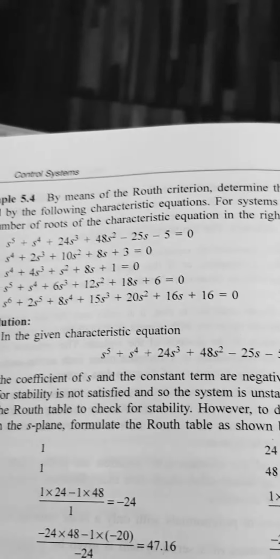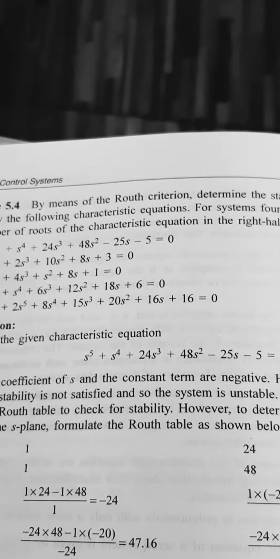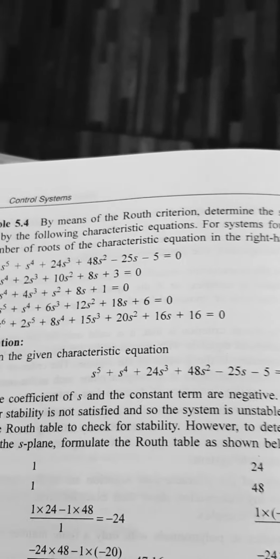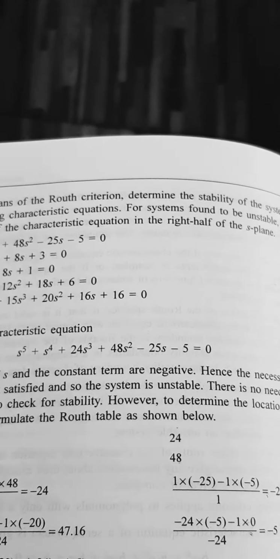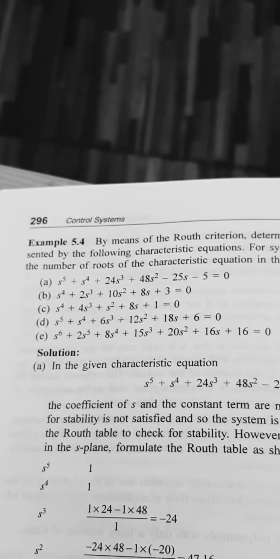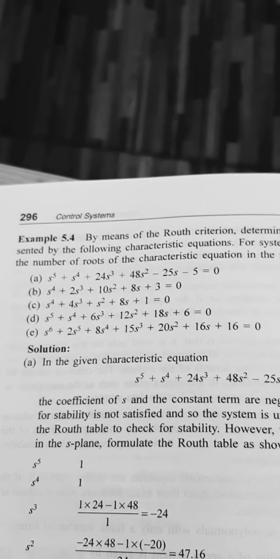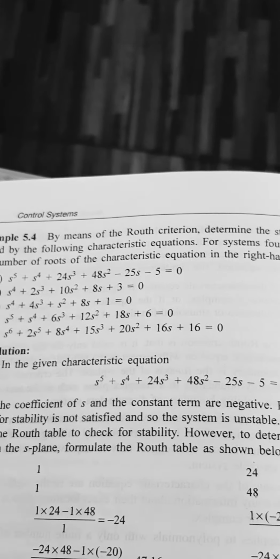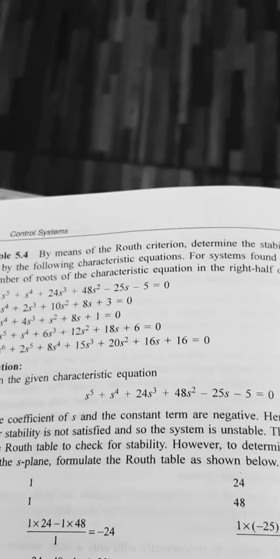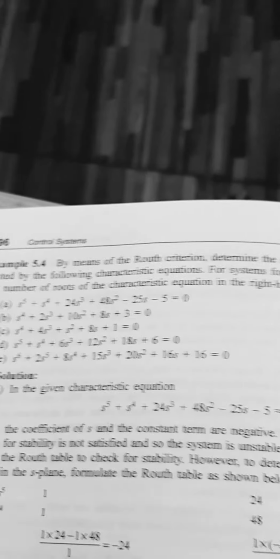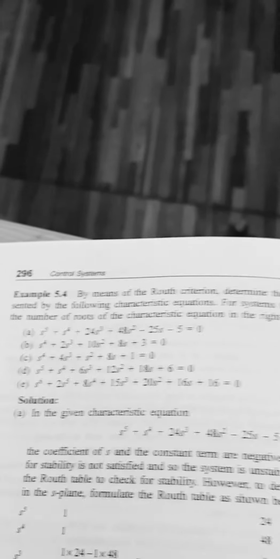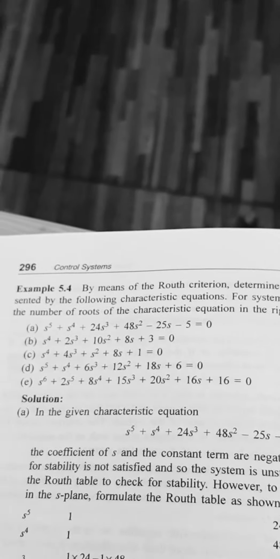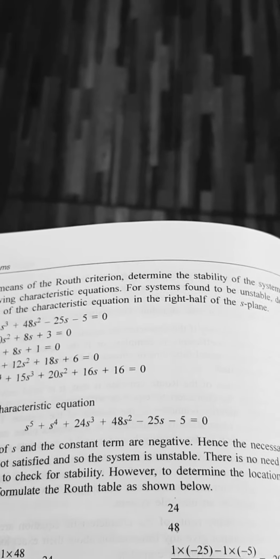Next, we will see the examples or problems of Routh criterion. Determine the stability of the systems represented by the following characteristic equations. If the system is found to be unstable, determine the number of roots of the characteristic equations in the right half of S-plane. That is the question.